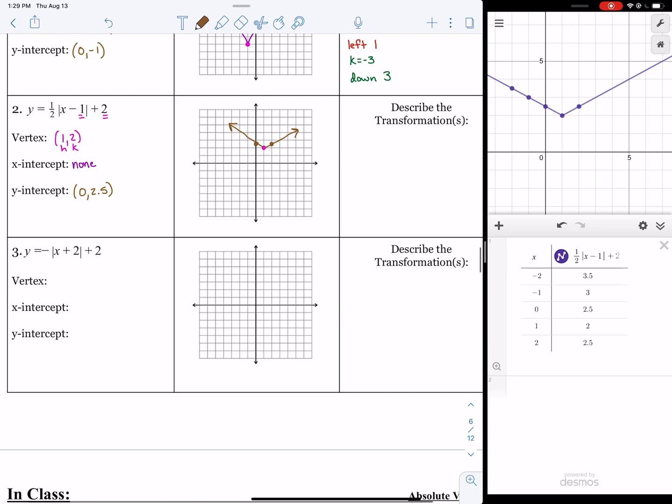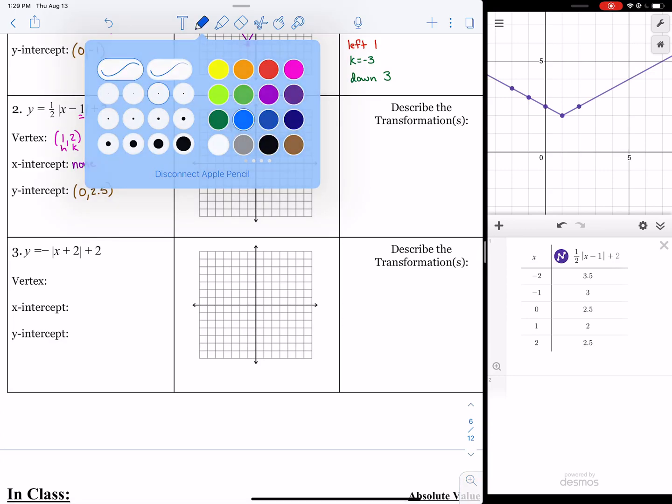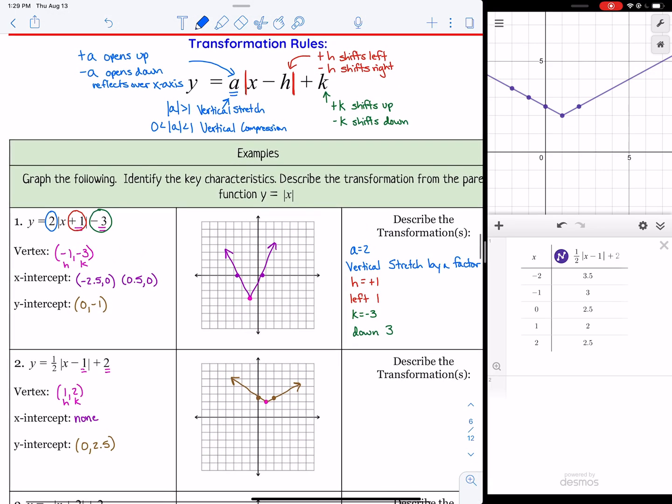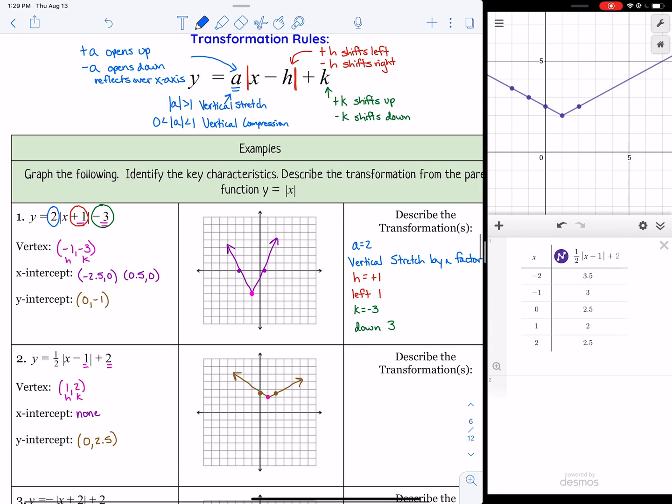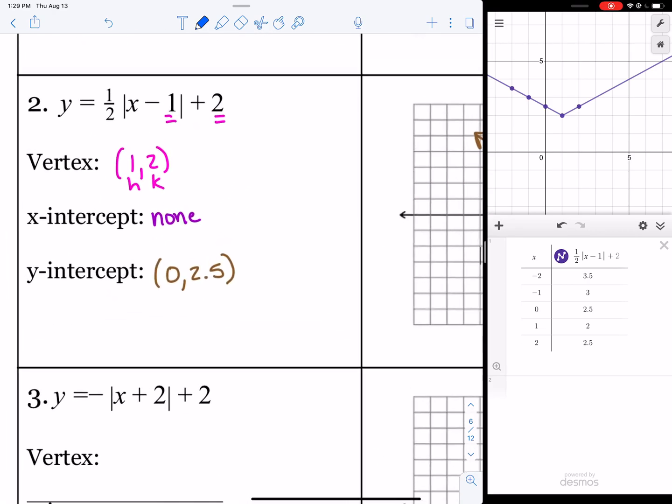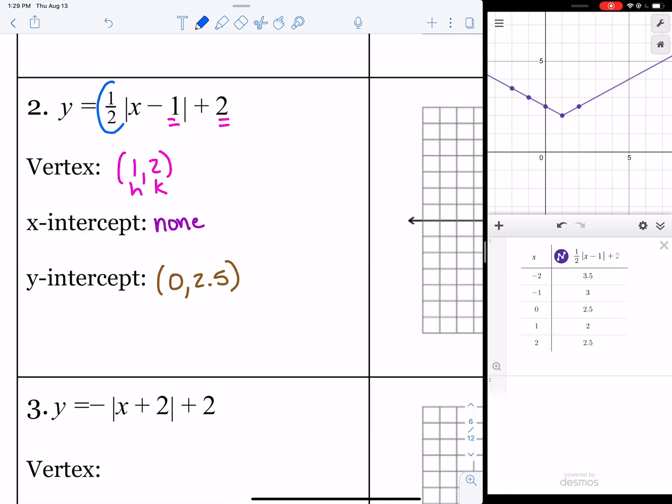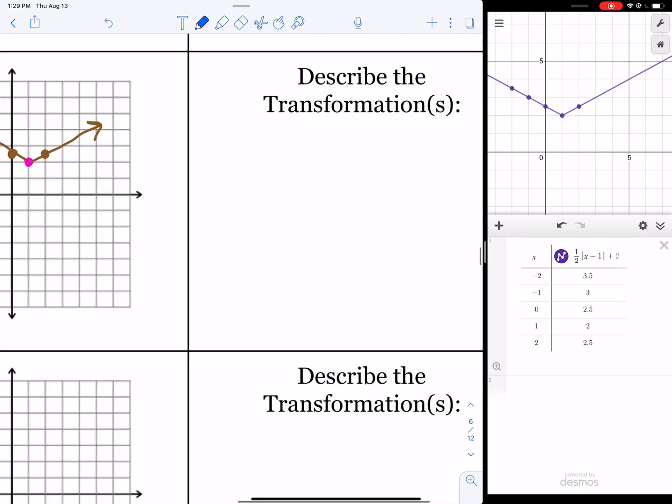Okay, so now let's describe our transformations. So remember, A is the one that makes it open up or down and have a stretch or a compression. So A for number 2 is 1/2. So A equals 1/2, which makes it less than 1 and greater than 0. So it has a vertical compression by a factor of 1/2.